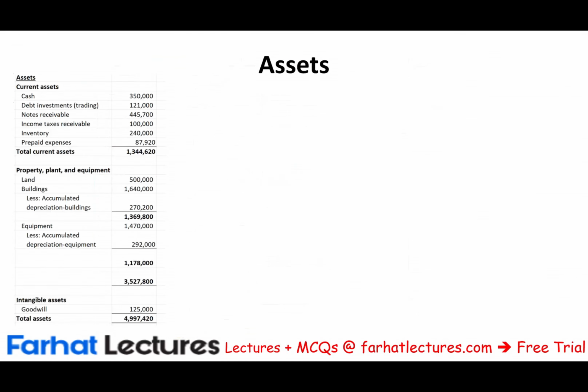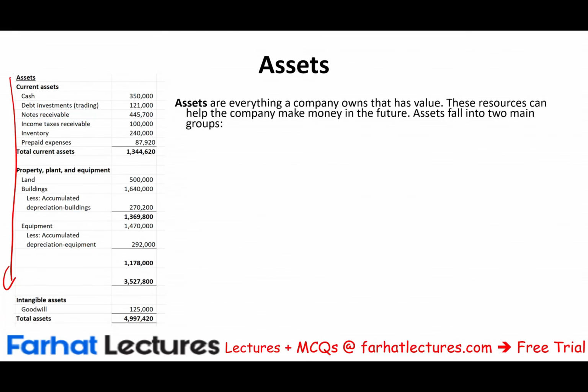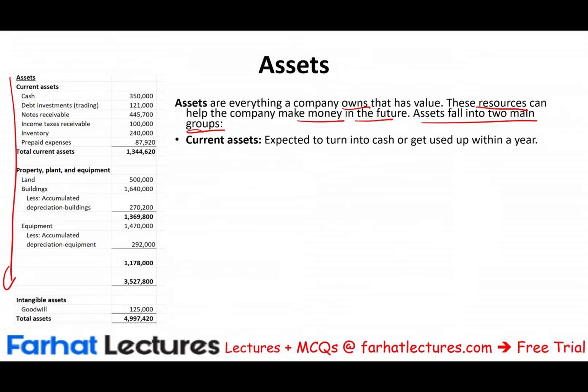Starting with assets. First of all, assets is this side, you can say the left side of the balance sheet for our purposes. Assets are everything the company owns that has value or control. You don't have to own it, you can own it or control it. And these resources can help the company make profit in the future. An asset falls into 2 groups. So these assets here are what the company owns or controls. For example, they have cash, debt investments, notes receivable, income taxes receivable, inventory, prepaid, land, and building. And all these things, which we call assets, are resources that help provide future benefit.